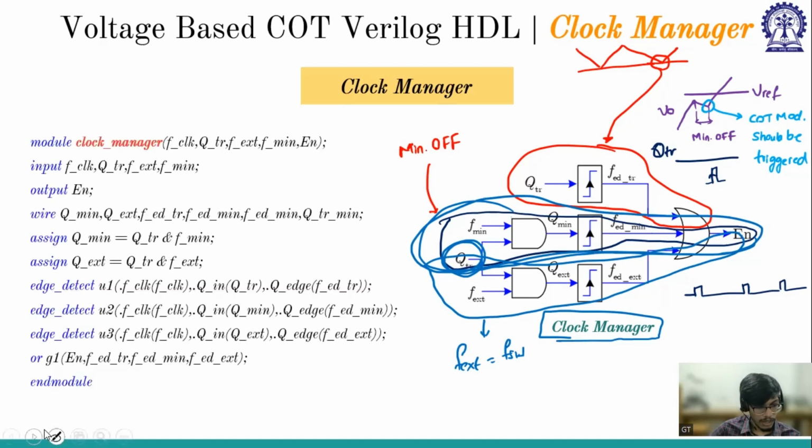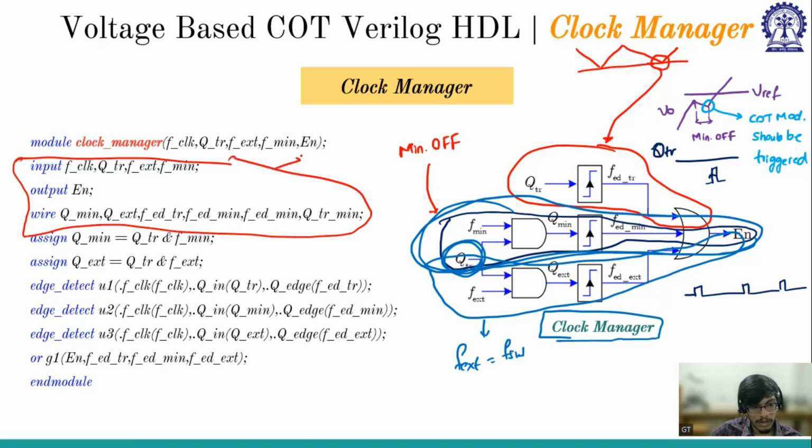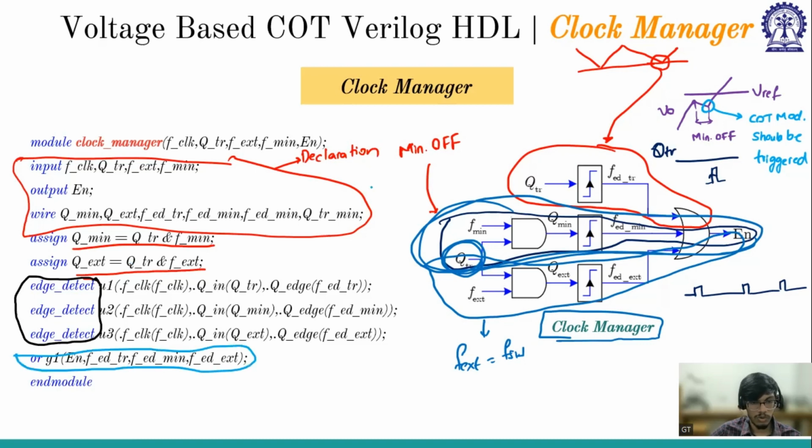So coming into the implementation. Input, output, wire, all these are declarations. Then SAR has defined Qmin, which is QTR into Fmin, and Q external is QTR into F external. Then for this edge detection, SAR is using another submodule called edge detect. There are 3 such edge detects whose outputs are again ORed. So first it is being declared, then these 2 AND functions.